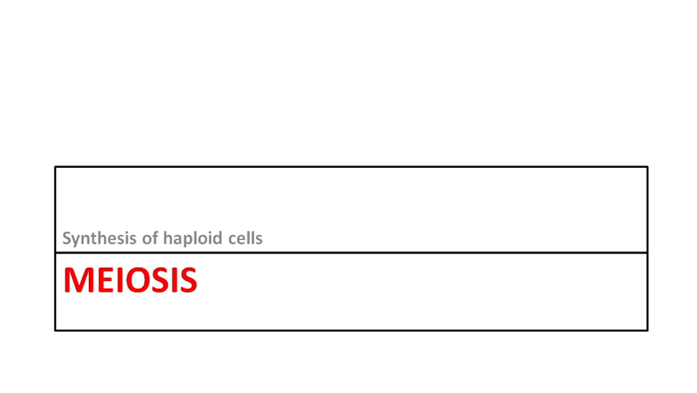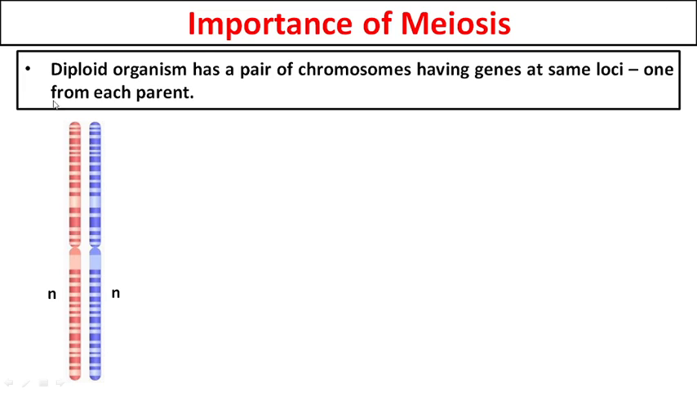Fine, let us study. So diploid organism, like you and me, we are diploid organisms. In a diploid organism, we have a pair of chromosomes having genes at the same loci. So we have a pair of chromosomes, one from each parent, and on these chromosomes, let us say the gene for your eye color, you have one gene for eye color on one chromosome, and at the same position, at the same location, which is called loci, you have a gene for your eye color from your father, right?